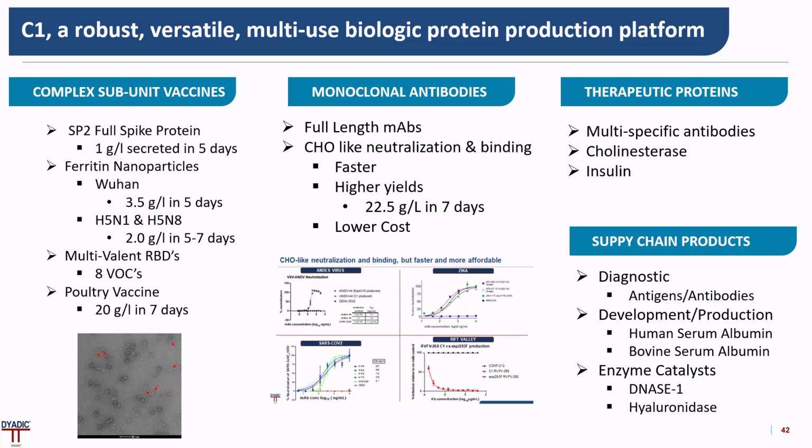You could produce different antigens, multivalent RBDs for animal and human health. You could produce monoclonal antibodies, again, for animal and human health and for a variety of other conditions. Or you could produce things like insulin, potentially, and diagnostics. And we have made now human serum albumin and bovine serum albumin at very high levels. We're producing bovine serum albumin at about 30 grams per liter in 7 days and about 20 grams per liter of HSA. We can make certain enzyme catalysts like DNase-1 and hyaluronidase.